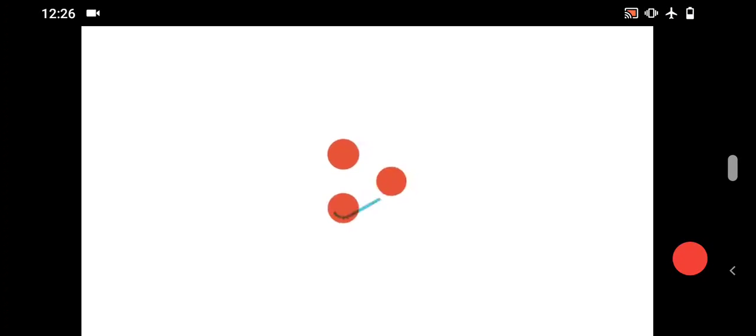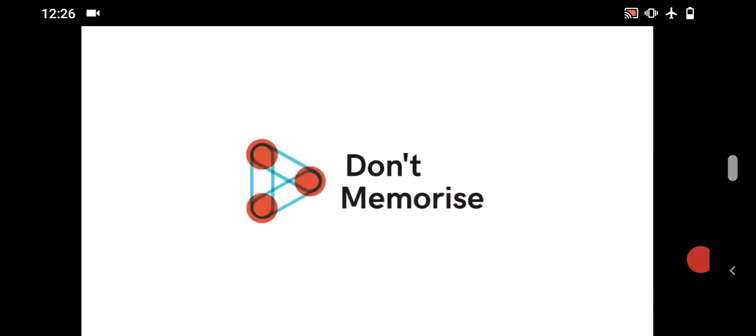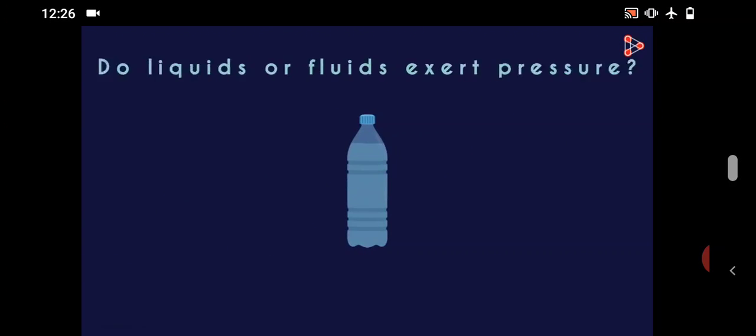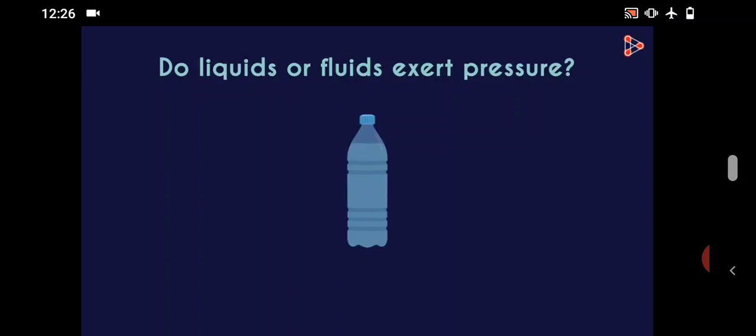To understand this, we have a video here. A wooden block kept on a table exerts a force on it, and we know that the wooden block is a solid substance. What about liquids? We know that liquids are kept in containers. Do liquids or fluids exert pressure? Yes, they do. They exert pressure on the base and the walls of the container in which they are enclosed. The pressure on the base will be downwards, and on the walls, the pressure will be sidewards.